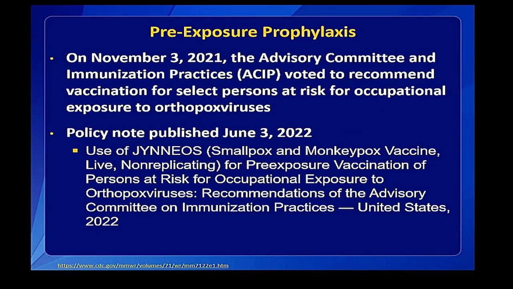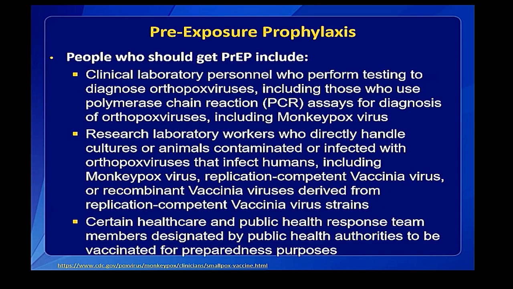So in terms of recommendations for pre-exposure prophylaxis, ACIP did vote in November of last year to recommend vaccination for select persons at risk for occupational exposure to orthopox viruses. And these recommendations were published in June of this year in a policy note, which is currently available. In those recommendations, people who are recommended to receive pre-exposure prophylaxis include the clinical laboratory personnel who perform testing to diagnose orthopox viruses, including those who are using the PCR assays for diagnosis of orthopox viruses, including monkeypox. Also recommended are research laboratory workers who directly handle cultures and animals contaminated or infected with orthopox viruses. And lastly, certain healthcare and public health response team members designated by public health authorities to be vaccinated for preparedness purposes are also included in this recommendation.